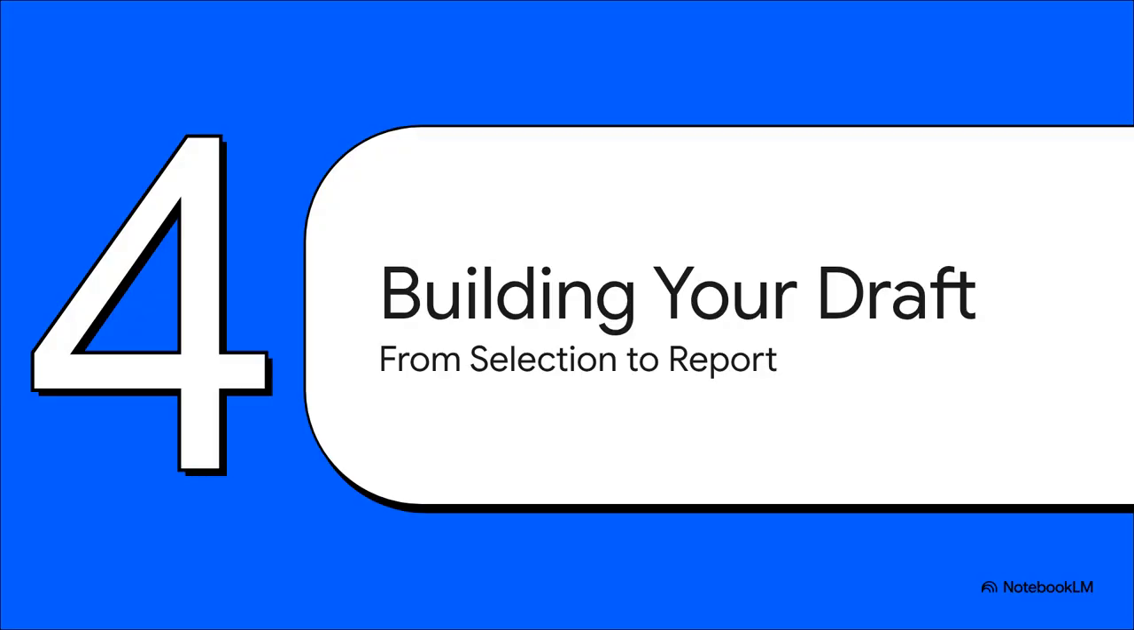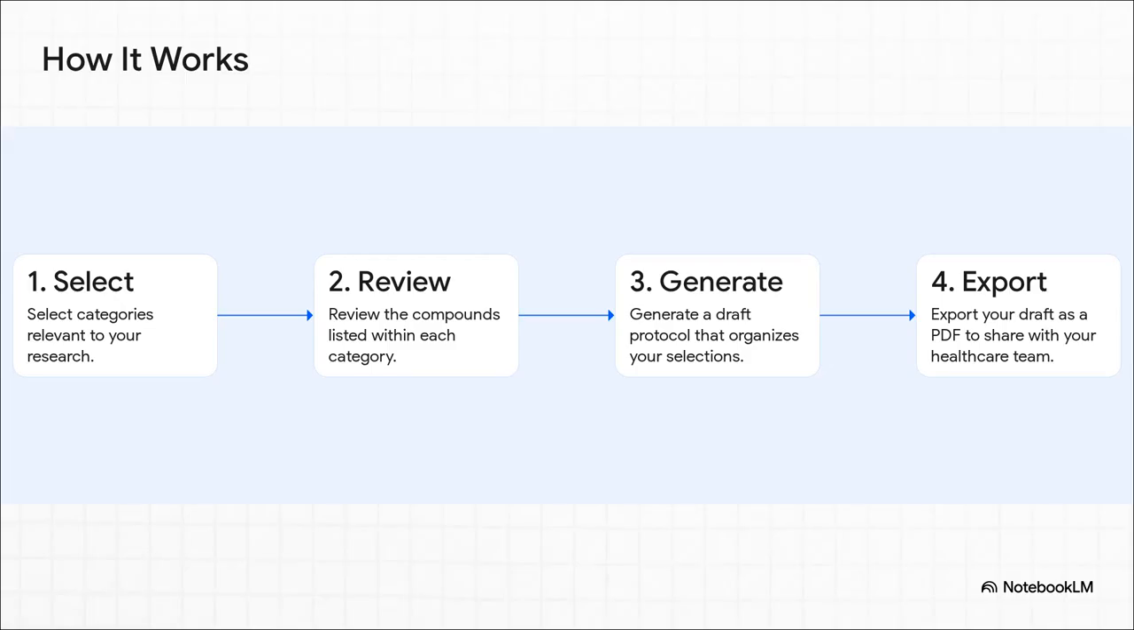Okay, so you've seen all the categories. Now, how do you actually use this thing to create something helpful? Let's walk through building your own protocol draft, from just making a few selections all the way to getting a report you can share. It's actually a pretty simple 4-step process. First, you just select the categories that seem most interesting or relevant to your own research. Then, you can look at the specific compounds listed under each of those. Once you've made some selections, you hit a button and generate a draft. And finally, you can export the whole thing as a really clean, professional-looking PDF that you can share.